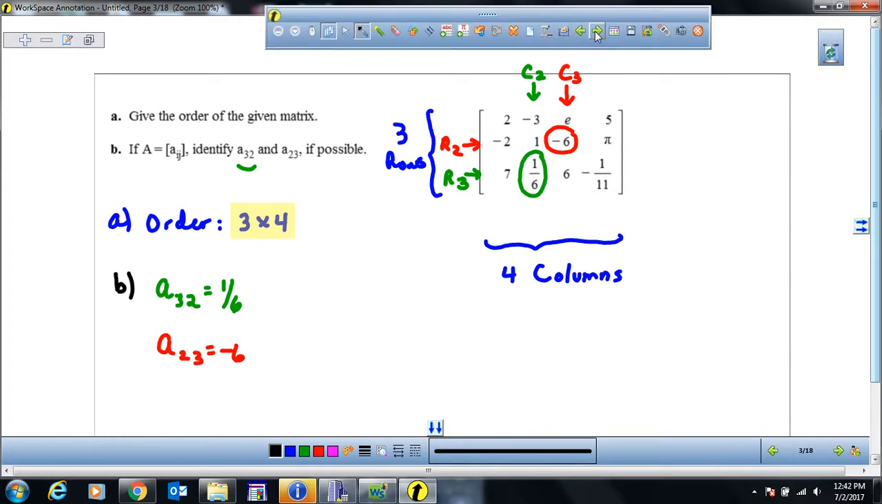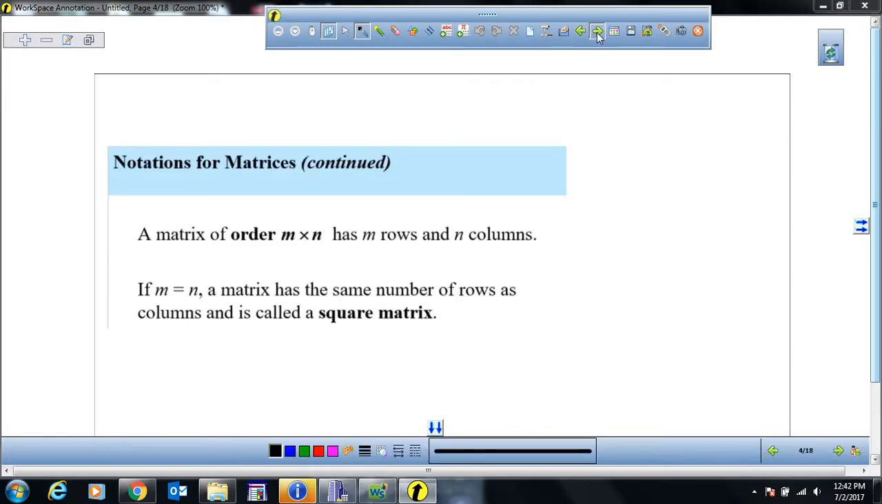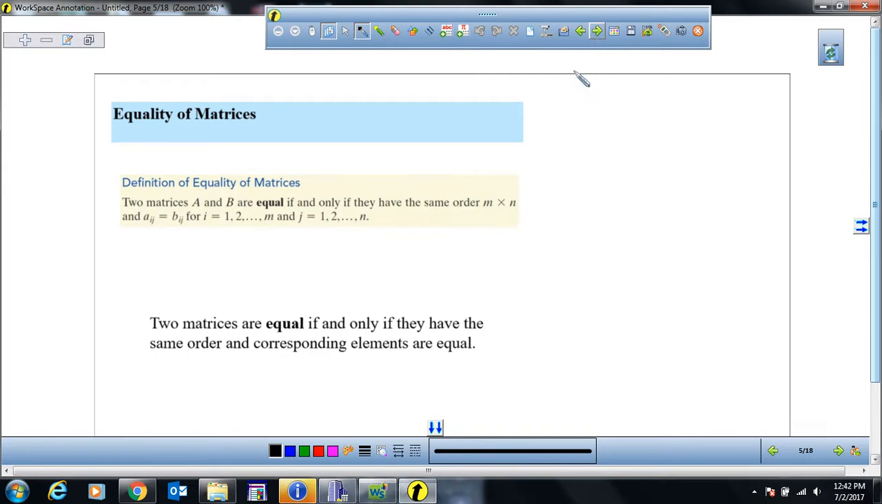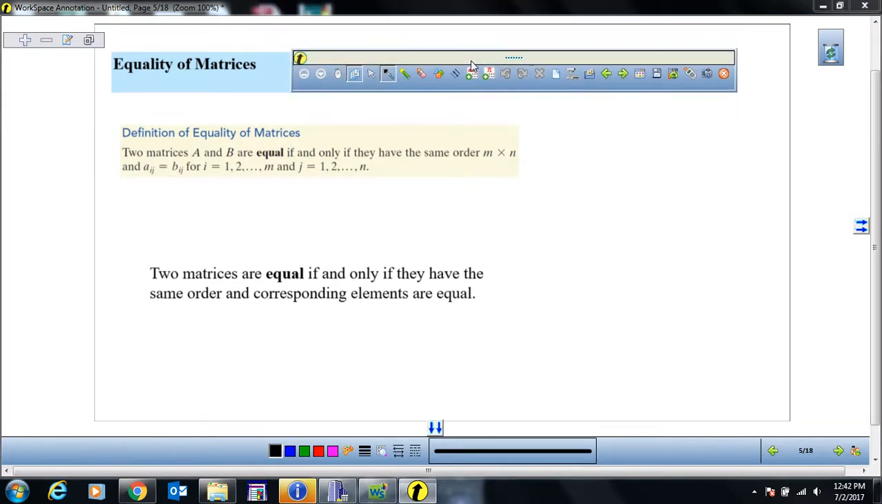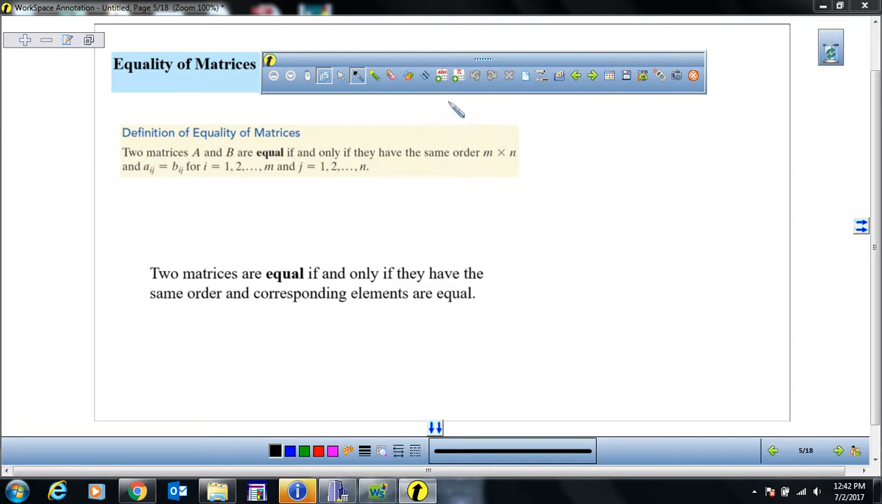Now, we're going to talk about equality of matrices. Two matrices are equal if and only if, number one, they have the same order, and also the corresponding elements from one matrix to the other are equal, meaning that the element in the first row, first column must be equal to the element in the first row, first column of the other matrix. The element in the second row, first column must be the same as the element in the second row, first column of the other matrix, and so forth. So they must have the same order, and the corresponding elements must be equal.